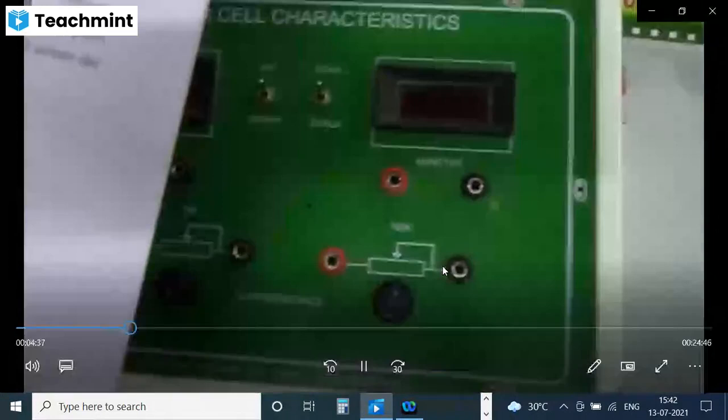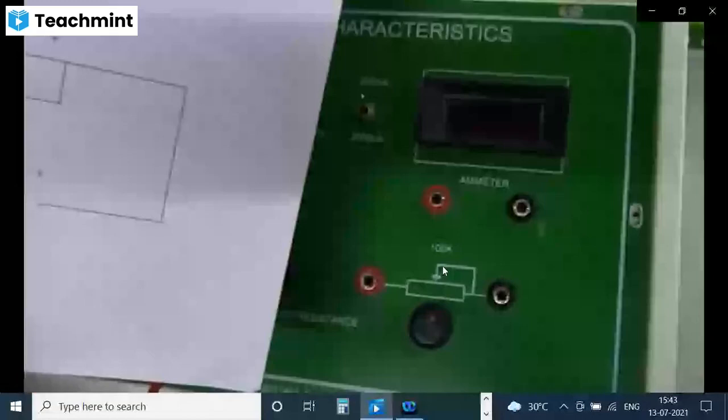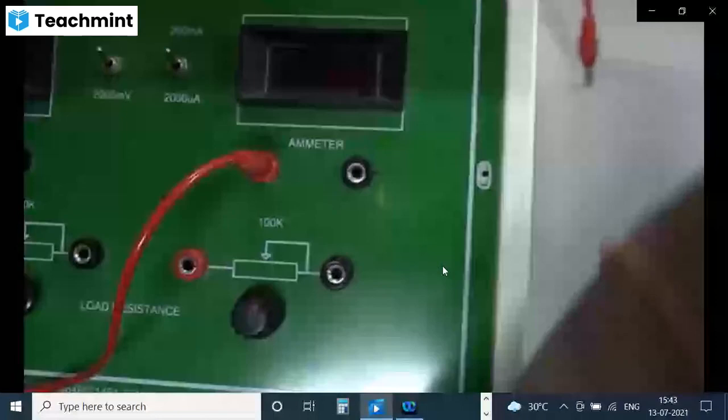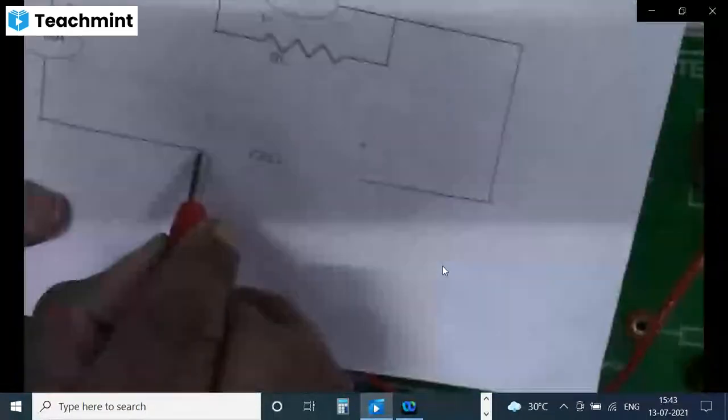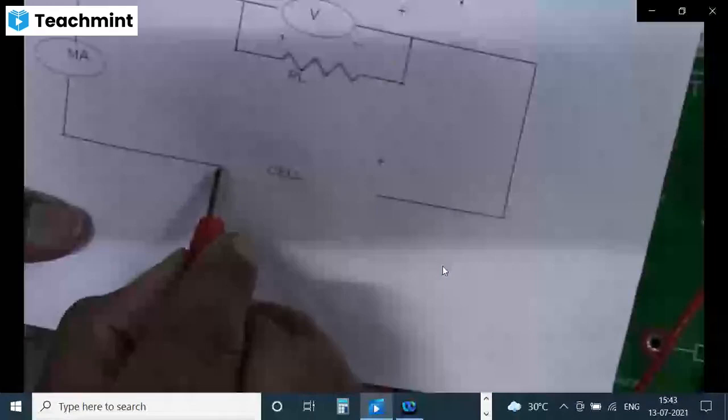Next, this part is completed. Next, move to this part. The voltmeter negative terminal is connected to the milliammeter positive terminal. This is the voltmeter negative terminal, connected to the milliammeter positive terminal. Next, the milliammeter negative terminal is connected to the cell negative terminal.